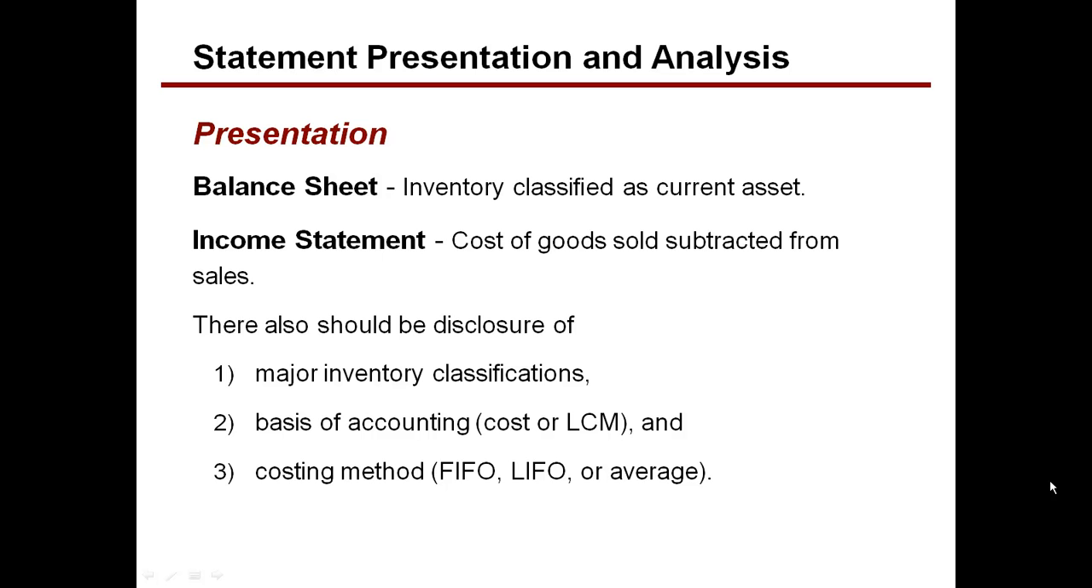The basis of accounting must be indicated that the inventories are stated at cost or lower of cost or market, and the assumed costing method must be stated in footnotes. FIFO, LIFO, or average cost if specific identification method is not used. Again, that last method is rarely used in companies because it's very cost prohibitive to implement.